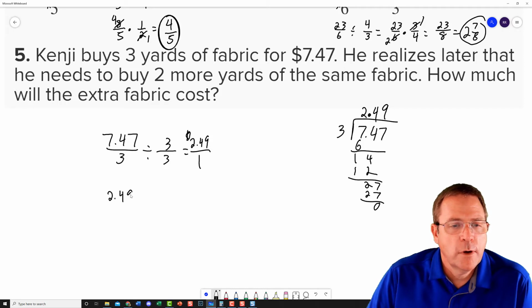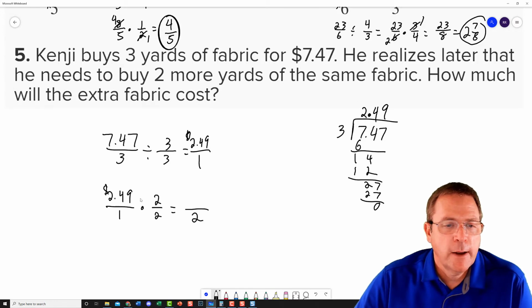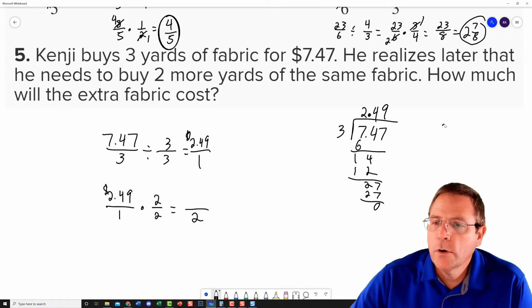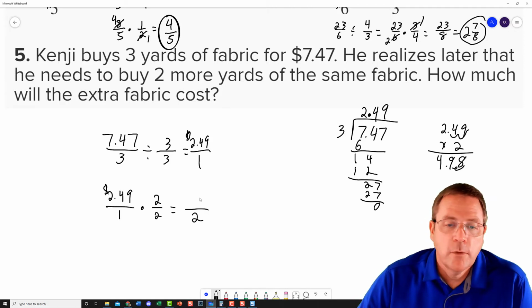To find out how much 2 yards is going to cost, well, we can say that I've got $2.49 for 1 yard times 2 over 2 is going to give me my 2 yards. And to find that out, we're going to do some more scratch work. 2.49 times 2. 2 times 9 is 18. 2 times 4 is 8. Plus a 1 is going to become 9. 2 times 2 is 4. Bounce, bounce, bounce, bounce. So it's going to cost $4.98 for 2 yards of fabric.